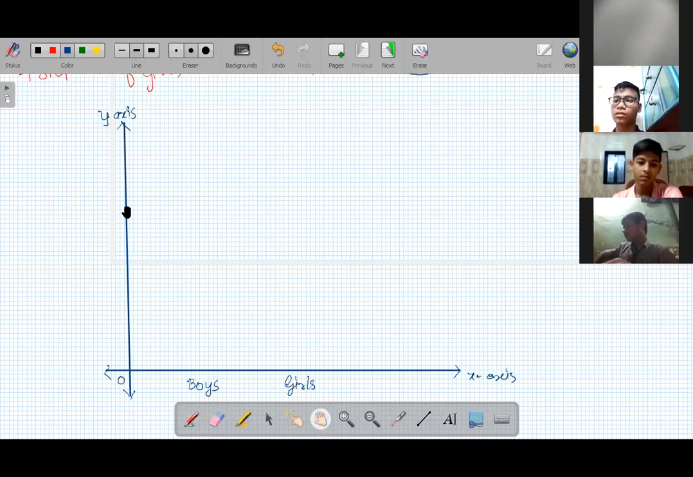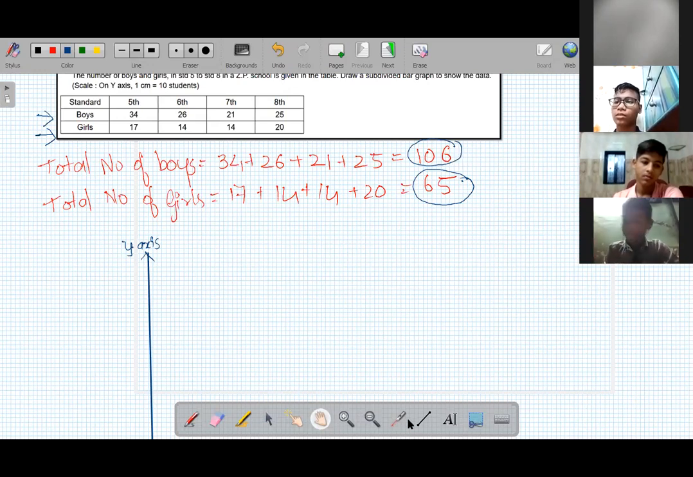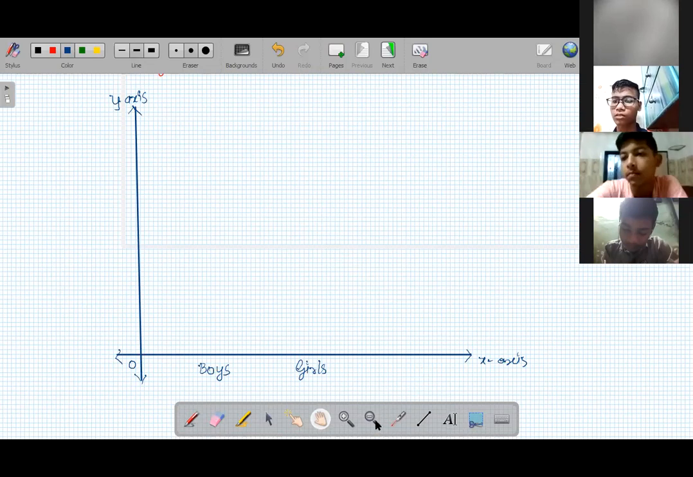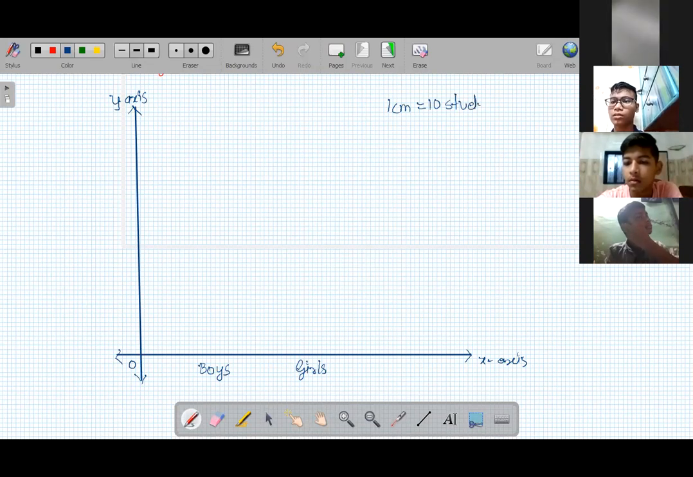Now after that, on the y-axis, it will be the number. If you see, the highest number is 106. So what we'll do is, we can use 1 centimeter is equal to 10 students. We can do that. So I'll write here the scale: 1 centimeter is equal to 10 students on the y-axis.